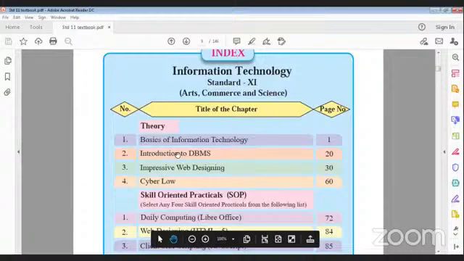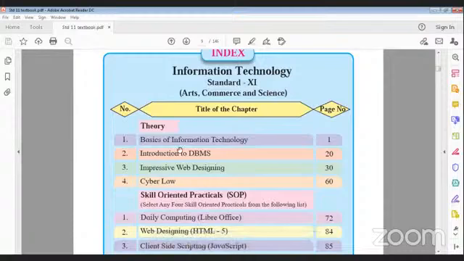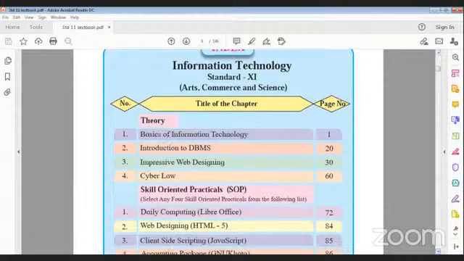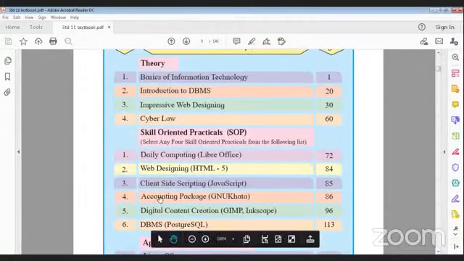So for your entire academic year, you'll be having chapter 1, chapter 2, chapter 3, and chapter 4. Only 4 theory chapters for your entire academic year. And along with these 4 chapters, you'll be having 6 SOPs, skill oriented practicals. SOPs are nothing else but your practicals.